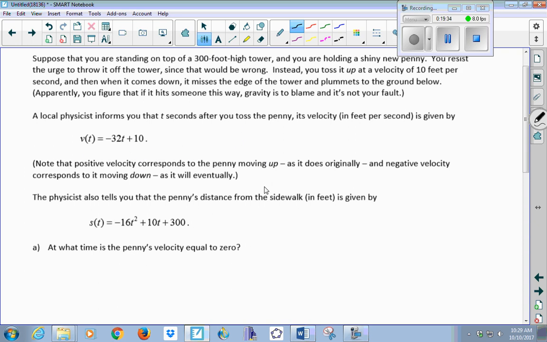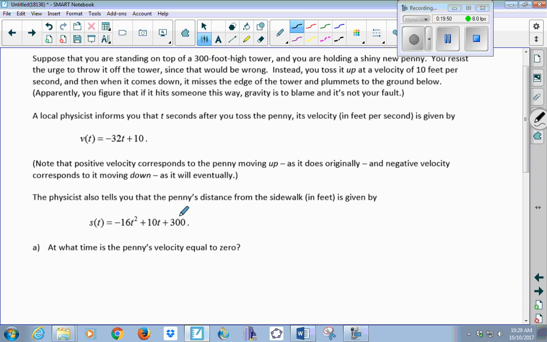The physicist also tells you that the penny's distance from the sidewalk in feet is given by this function, S of t equals negative 16t squared plus 10t plus 300.